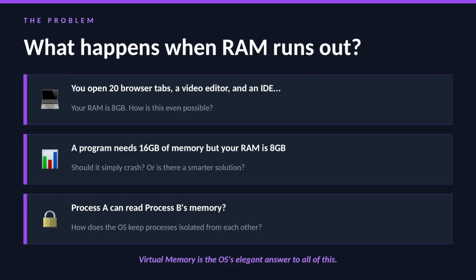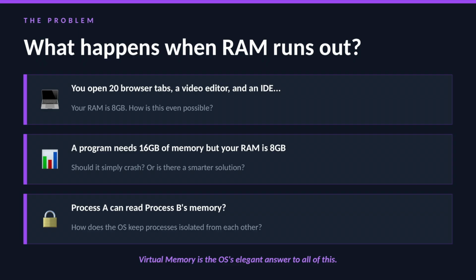You open 20 browser tabs, a video editor, your IDE and many other apps all at the same time. Now your laptop has only limited RAM, let's say 8 GB. So how are these apps even running all at the same time? Or think about this. What if a program needs 16 GB memory but your system only has 8 GB RAM? How is it even running?